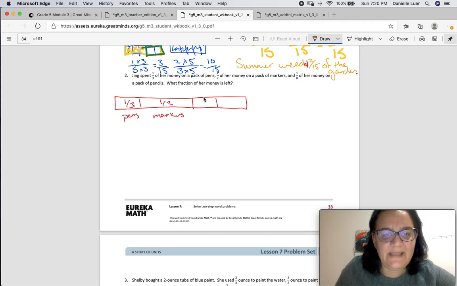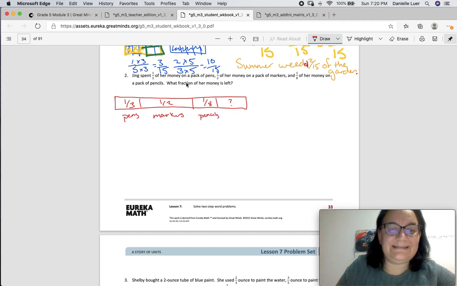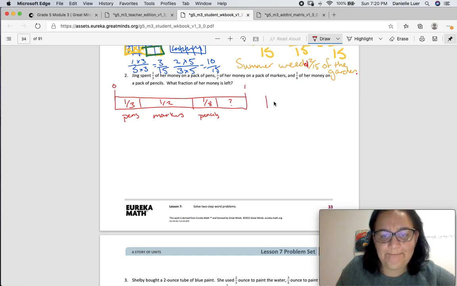She used 1/8 on pencils. And we want to figure out what this number is, okay? So this is a two-step problem again. We're going to have to take the whole, right? If this were a number line, it'd be 0 to 1. The whole being 1 minus 1/3 plus 1/2 plus 1/8 gives us our answer.